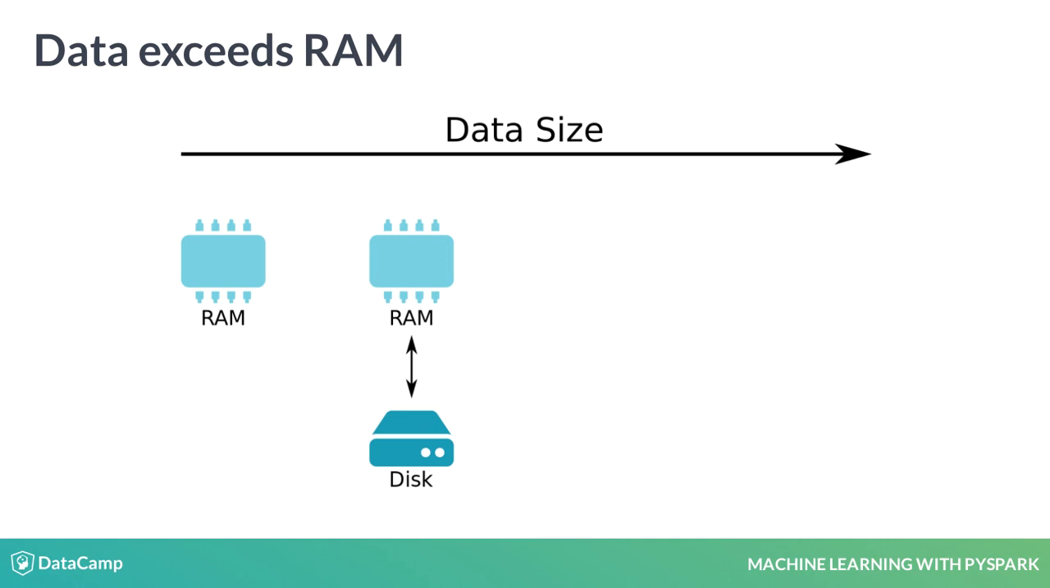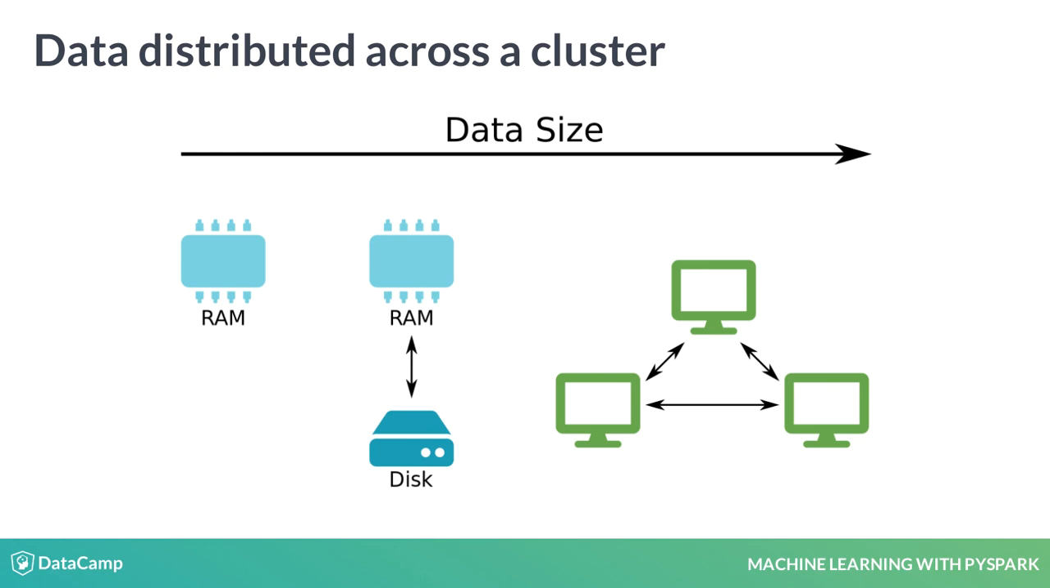How then do we deal with truly large datasets? One option is to distribute the problem across multiple computers in a cluster. Rather than trying to handle a large dataset on a single machine, it's divided up into partitions, which are processed separately. Ideally, each data partition can fit into RAM on a single computer in the cluster. This is the approach used by Spark.